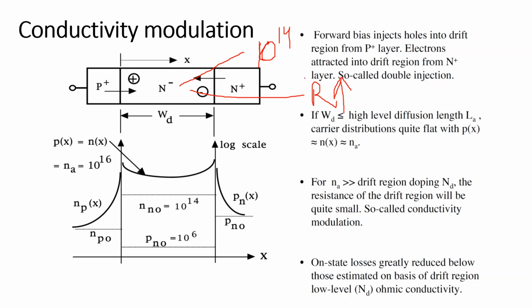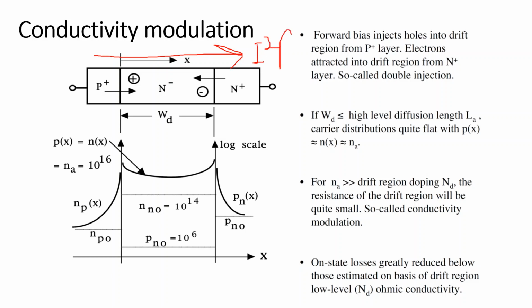Why will it be high? Because the charge carriers are low, because the doping level is low, so resistance will be very high in this region. So if the resistance of the device is high, then when the current flows through it, there will be I square R losses.